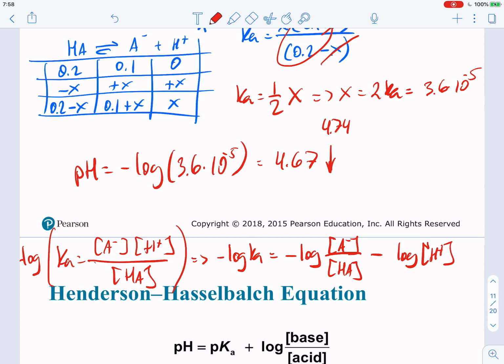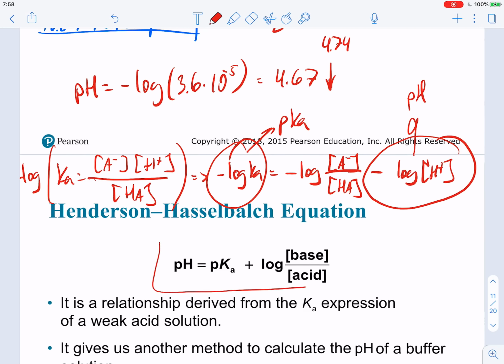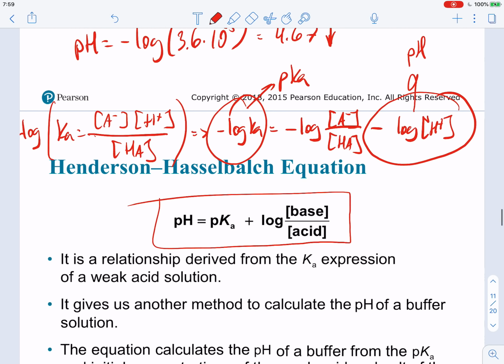If I do that, then this is pKa, this is pH. And if we rearrange this equation, we end up with this equation that we have right here. It doesn't matter what the acid is, it doesn't matter what the conjugate base is, you can always use this equation. Okay, remember this is a positive sign here, and then you have base on top, acid on the bottom.